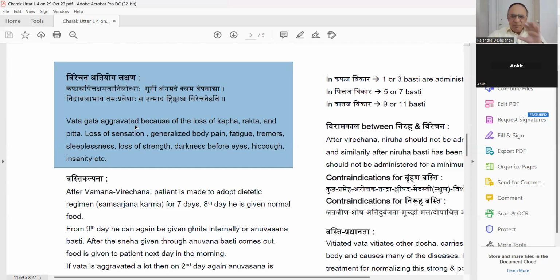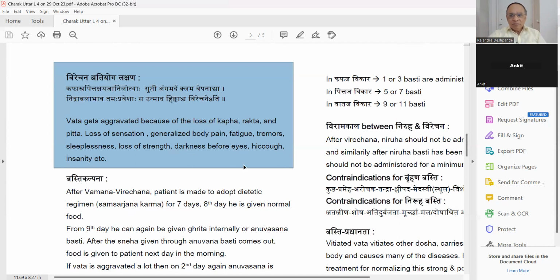Okay. So Vamana and Virechana are very similar. You can write both things here and there. So Vata Prakopa because of Dhatukshaya, loss of Kapha, loss of Rakta, loss of Pitta, then loss of sensation. The patient will not be proper in his consciousness. Generalized body pain, too much pain in the body, fatigue, drowsiness, tremors, very weakness, sleeplessness, not sleeping properly, loss of strength, darkness before the eyes, like this. He will fall down, okay, because of the weakness.